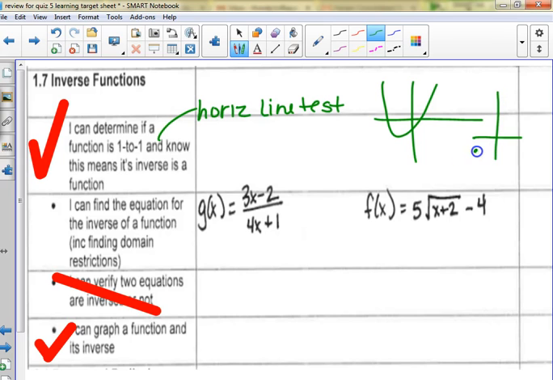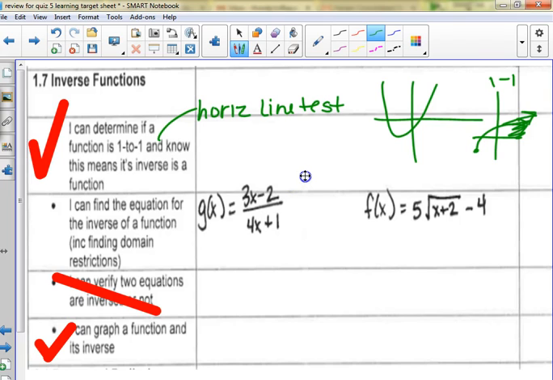Is this function one-to-one? Assuming that that continues to go up. Let me draw that better. Okay, so this one is one-to-one. And what does that mean? Its inverse is also a function.